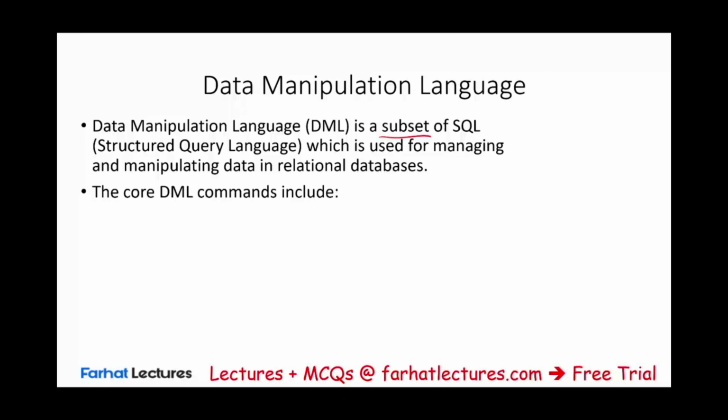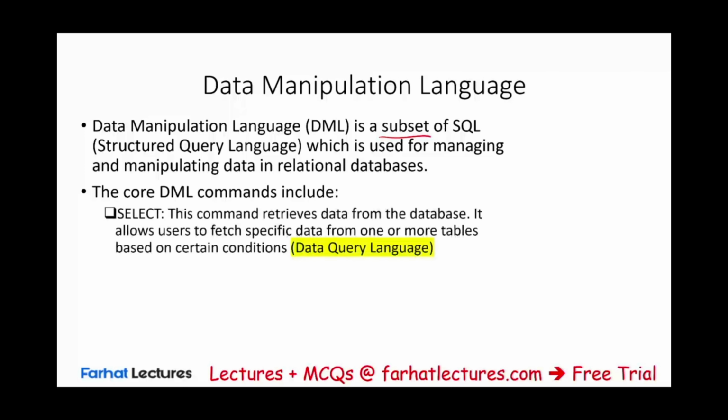What are the core commands of DML, the data manipulation language? The first one is select. This command is used to retrieve data from the database. It allows users to fetch, retrieve. For example, if you're looking in a library for a book, that's what you're doing. You are retrieving data from a database, specific data from one or more tables based on certain conditions.